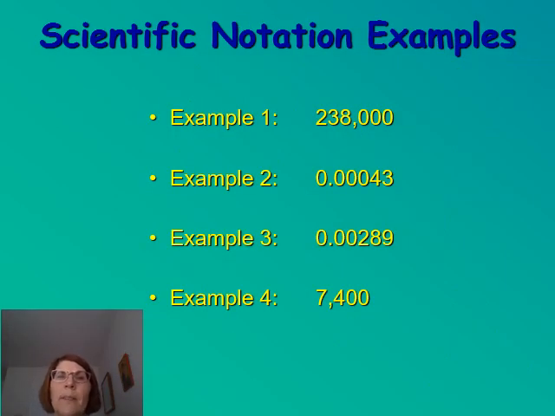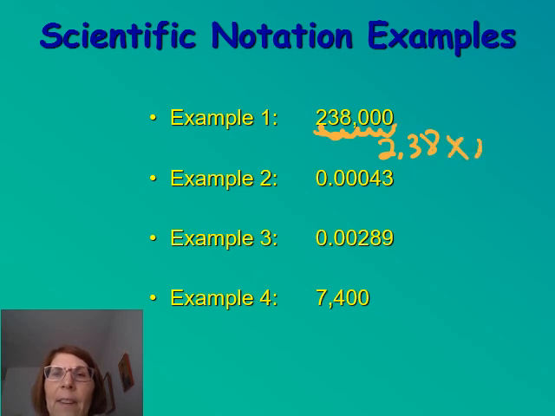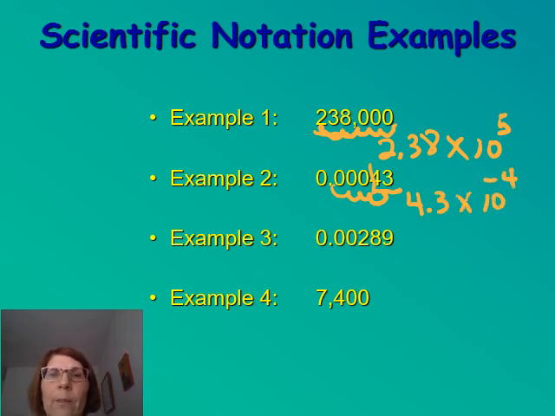So some examples. What's significant here is the 238. Okay, so we pretend our decimal is here. It's 1, 2, 3, 4, 5. So it becomes 2.38 times 10 to the fifth. Here, only the 4 and 3 are significant. So we're going to do 1, 2, 3, 4. It becomes 4.3 times 10 to the negative 4.